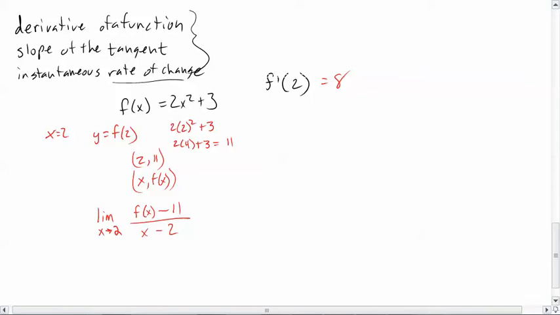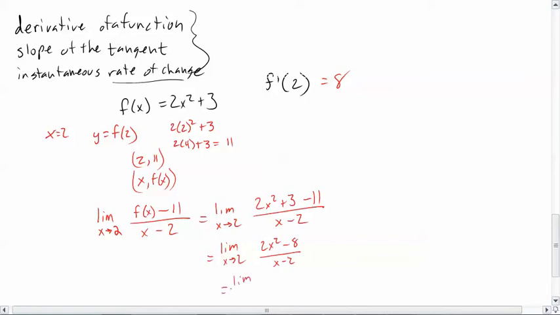Now, in order to do that, we're going to have to work this out, because if I put 2 in for x, that makes the bottom 0. So this is where our stuff with limits comes into play. So one of the things I need to do is rewrite it, because f of x is 2x squared plus 3. So I'm going to go 2x squared plus 3 minus 11 over x minus 2. All right, so I'm going to simplify that. I'm going to have the limit as x approaches 2 of 2x squared minus 8 over x minus 2. And we hope and pray that this is going to factor, which it does.